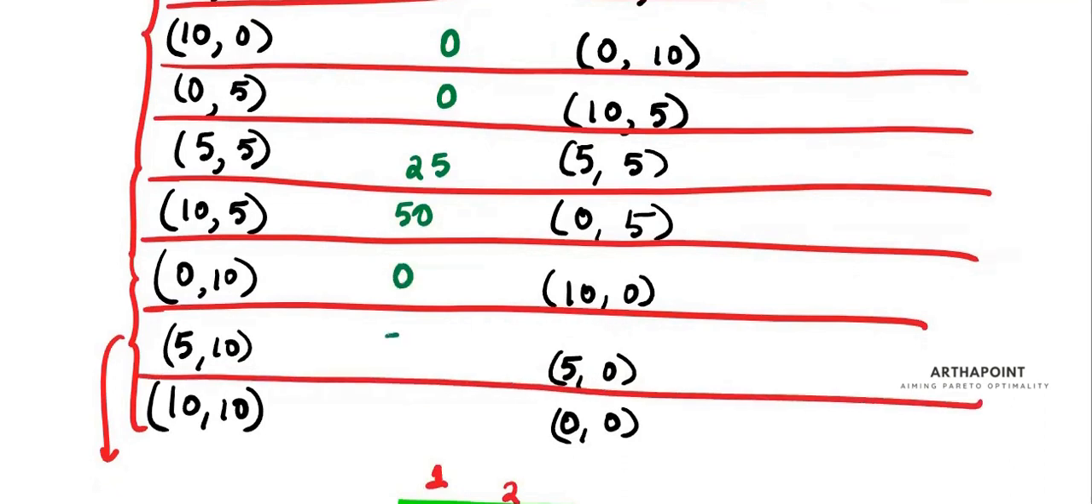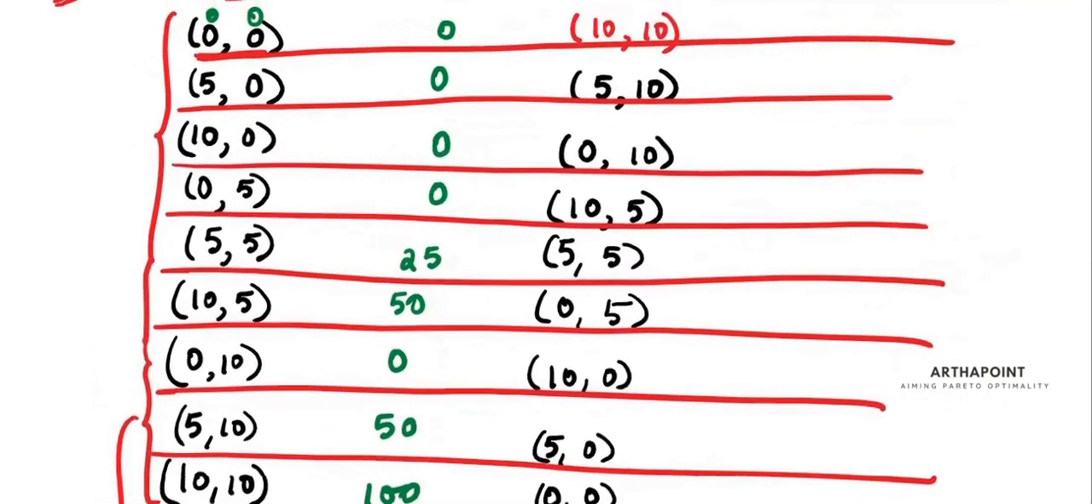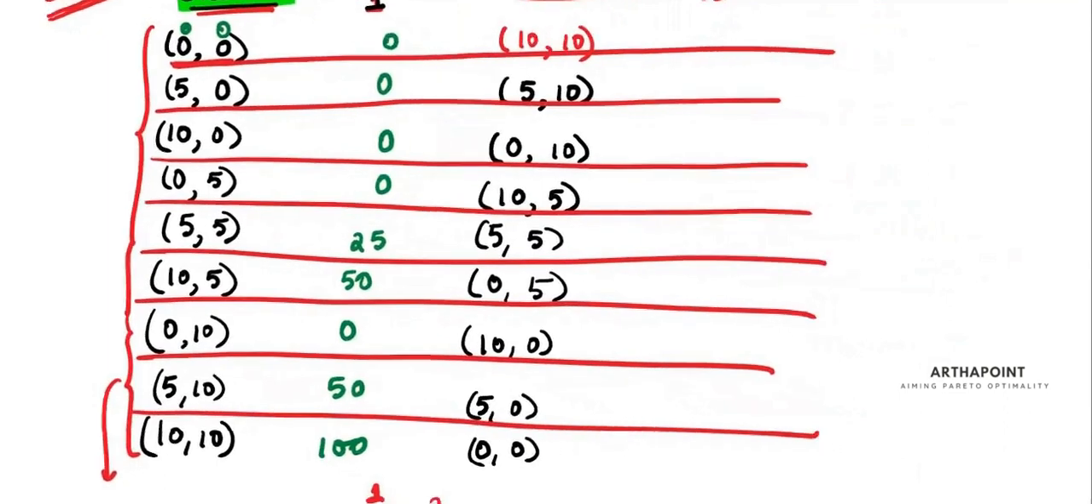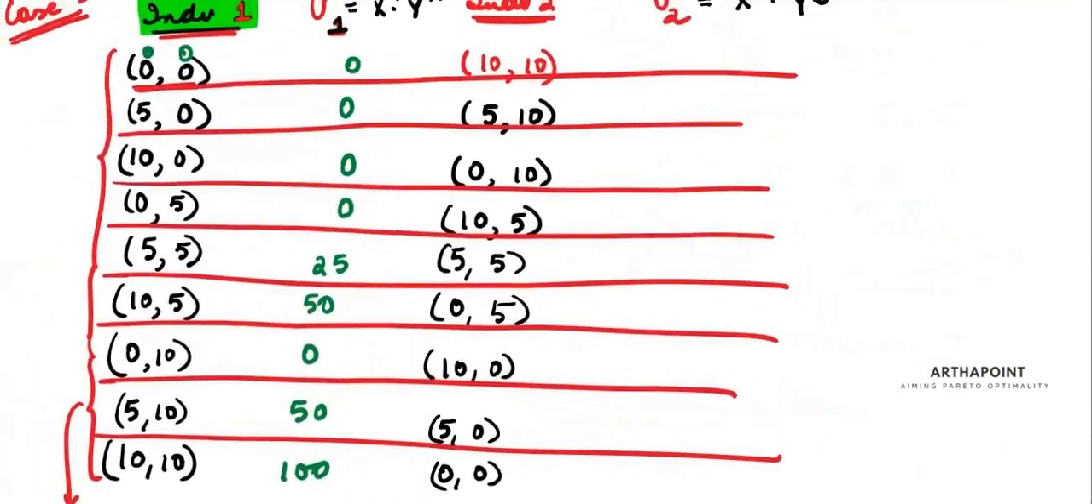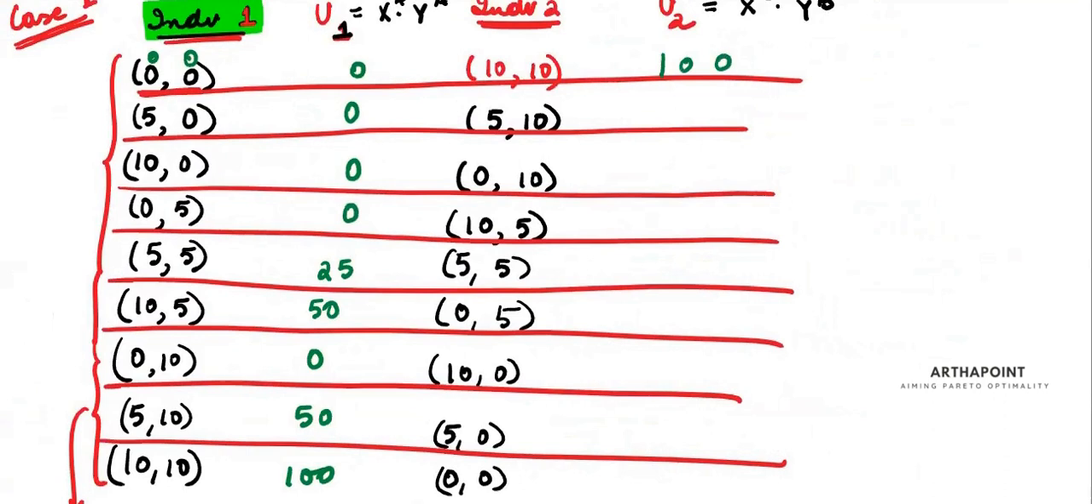So 0, 50 and 100. Let's just minimize this a bit. Similarly, find the utility of the other individual quickly. 100. 5 into 10 is 50. 0, 50, 25, 0, 0, 0, 0. Have a look. Just see if it is correct. Anything wrong that we have done?